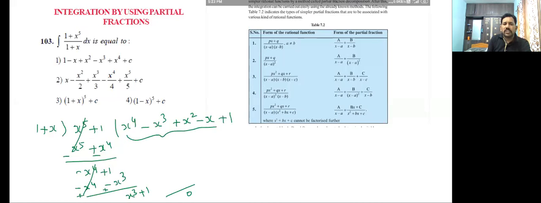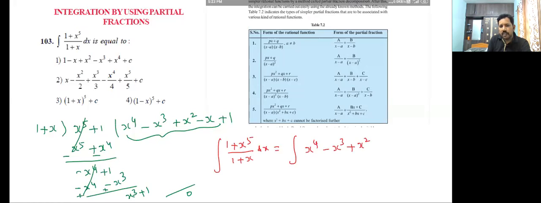So this is the quotient. So finally, what I am saying means integration of 1 plus x power 5 divided by 1 plus x dx. After doing the long division, you will get remainder 0 and you will get the quotient like this: x power 4 minus x cube plus x square minus x plus 1 dx.